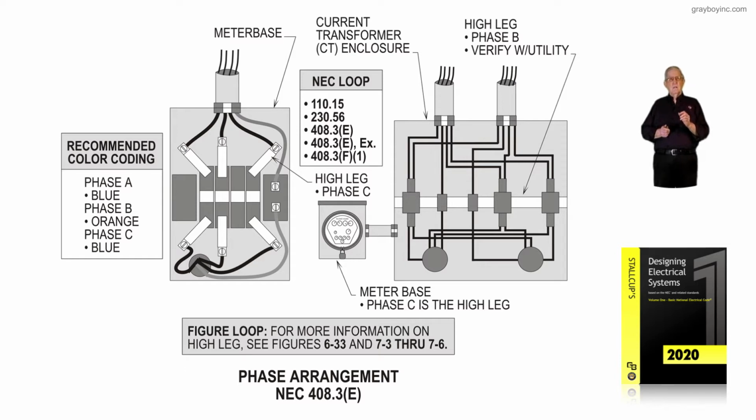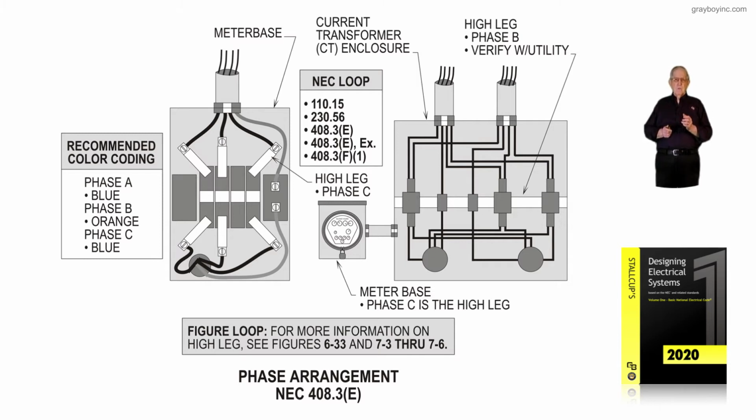Now, we know that the recommended color coding for the high leg is orange, as you see, and the recommended color coding is boxed in information to the left of the meter. Phase A is black, and phase C could be blue, or it could be red, black, or any color, but the high leg is the conductor with its insulation that has to be identified, either orange or an identification procedure and method that's acceptable to the authority having jurisdiction.